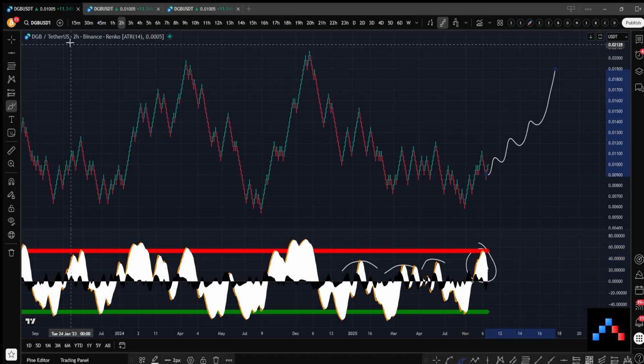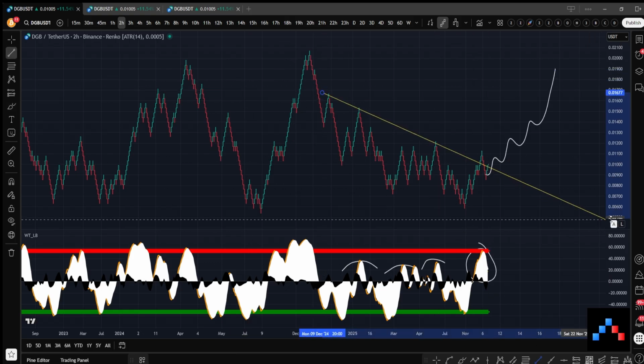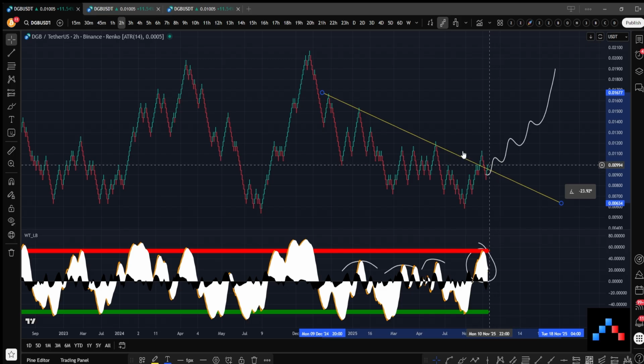Also, if we're looking at some sort of resistance, we're about to break out. We are breaking out on the 2 hour on the Renko chart. We got the retest, and we're expecting the trend to continue to the upside. So keep an eye on this coin. If you can find some good entries, this is a high probability trade.